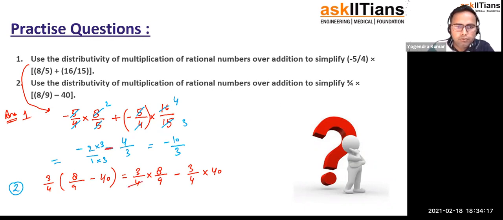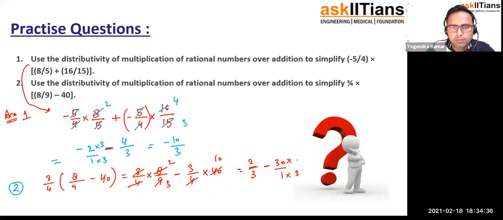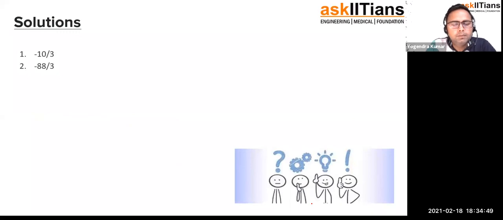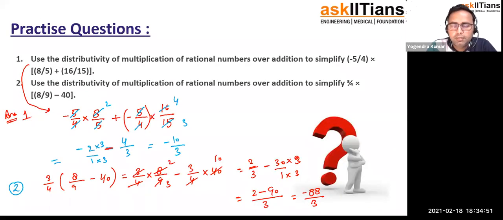So here also 4 2s are 8 and 3 3s are 9. Now 4 10s here. So what did we get here? 2 divided by 3 minus 30. Now what is it here? 1. So we can take the LCM here. So what are we getting? Minus 90 divided by 3. So minus 88 divided by 3. That should be our answer, right? I hope you got it right.